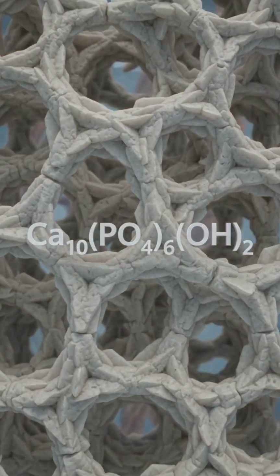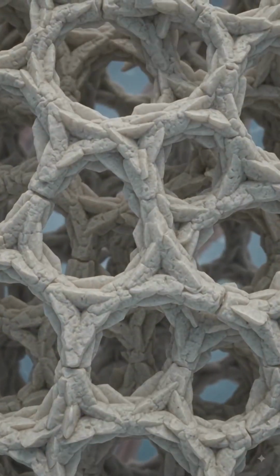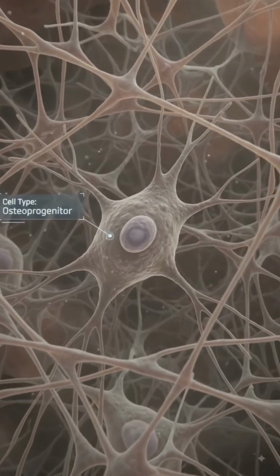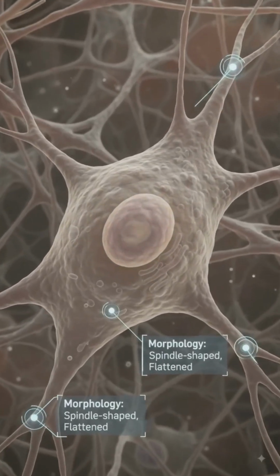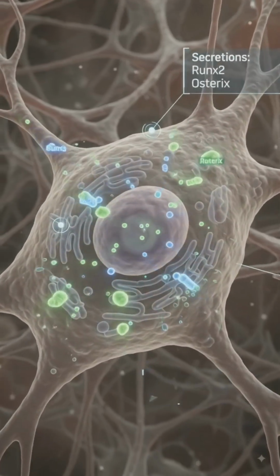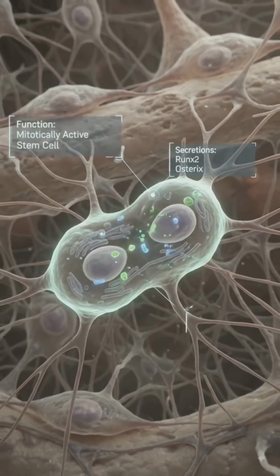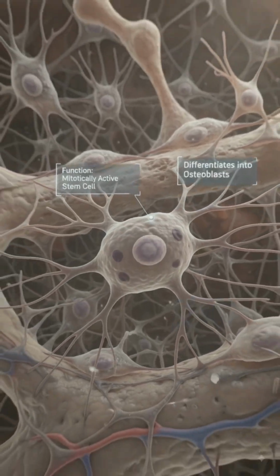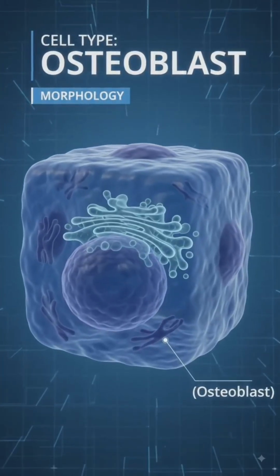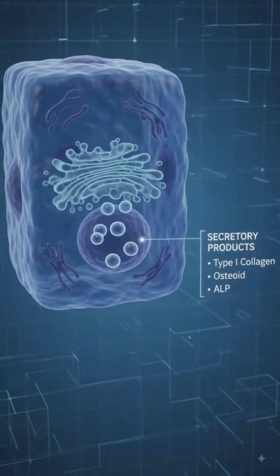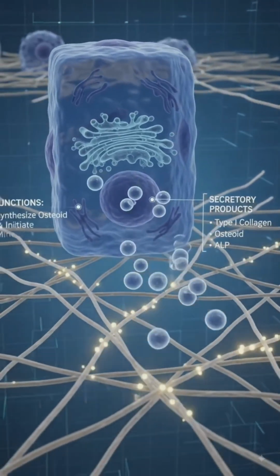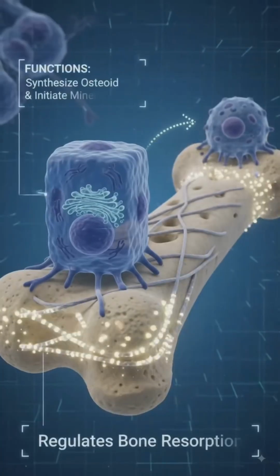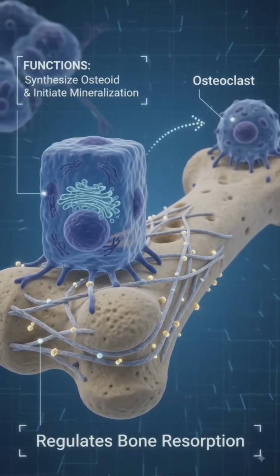Crystalline mineral salts, primarily calcium phosphate, provide... Osteoblasts are active bone-building cells. They are cuboidal with a prominent Golgi complex. They secrete type 1 collagen and initiate mineralization. They also regulate osteoclastic bone resorption.